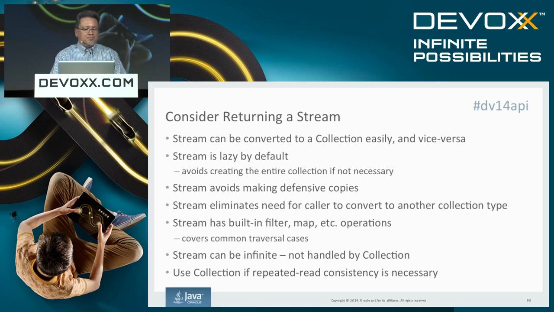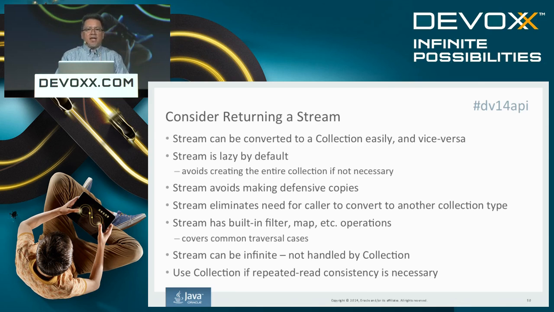The other thing is that what the client might do is immediately start to iterate over the collection and do something with it. But if you return a stream, then the client has all this access to nice filter, map, flat map, all those nice stream methods that it can just apply immediately.